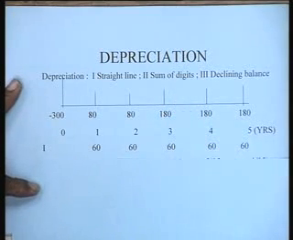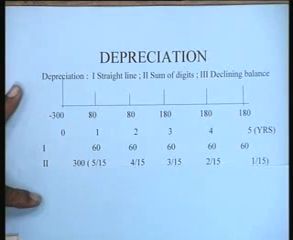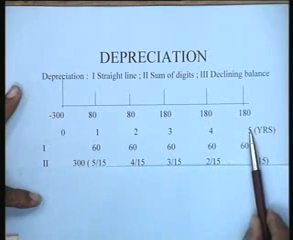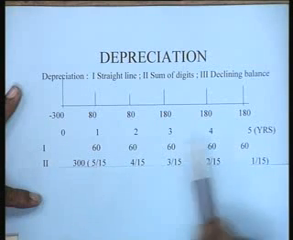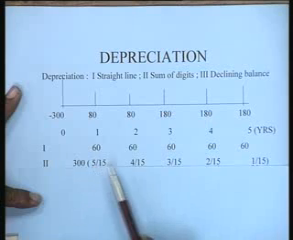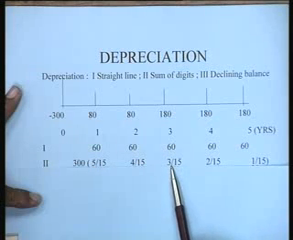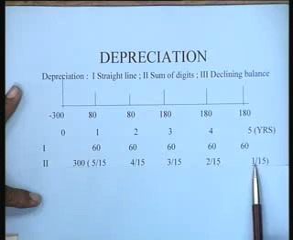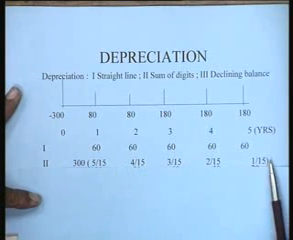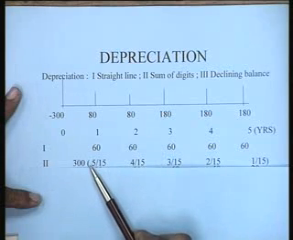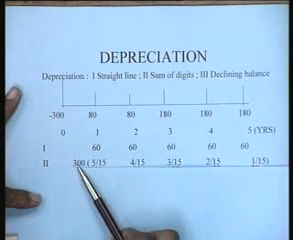In the sum of digits method, what you would simply be doing is, the sum of these 5 digits is 15, right? So you would take in the first year, because there are 5 years, 5 by 15, 4 by 15, 3 by 15, 2 by 15, and 1 by 15. The total sum of these is actually 15 by 15, which means 1. So the total depreciation will be 300.